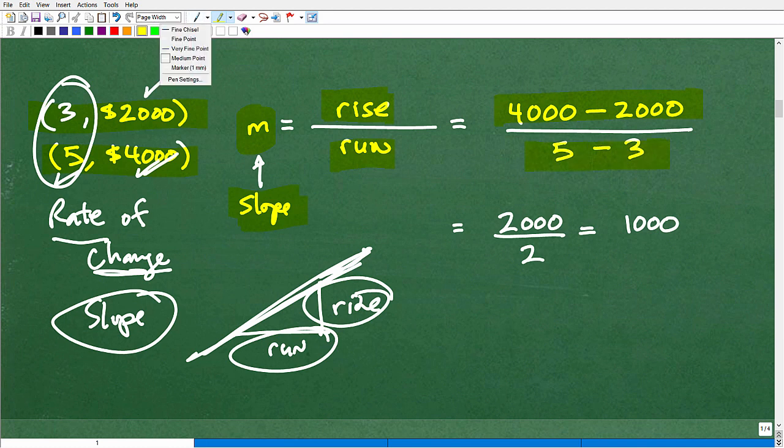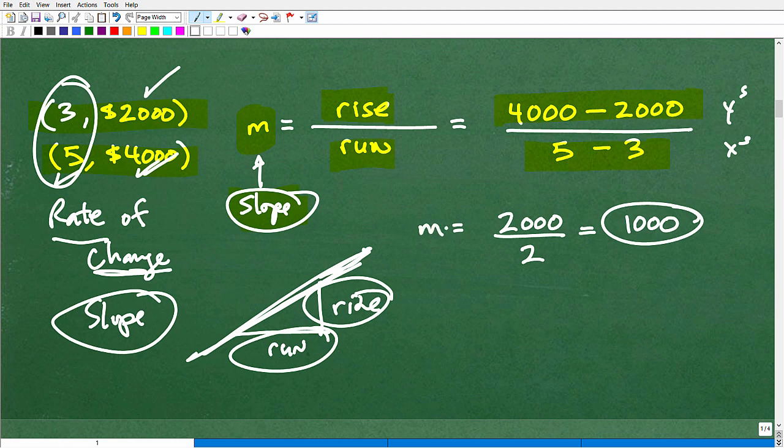That's the change of my x's. These are my y's. These are my x's. Again, I'm going to get a little quick here, and I'm skipping over really important things about the slope. So make sure you understand the slope. But anyways, we got 4,000 minus 2,000. That's 2,000. 5 minus 3 is 2. So 2,000 divided by 2 is 1,000. So 1,000 is our slope.